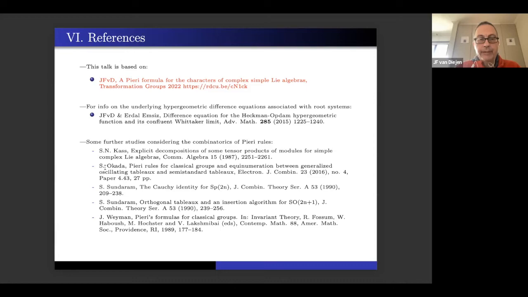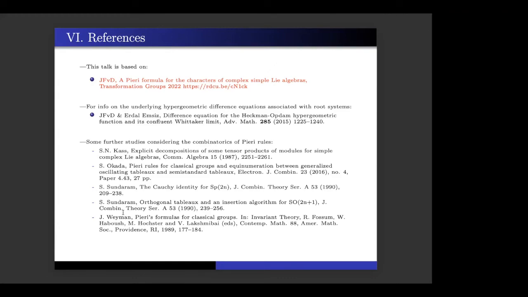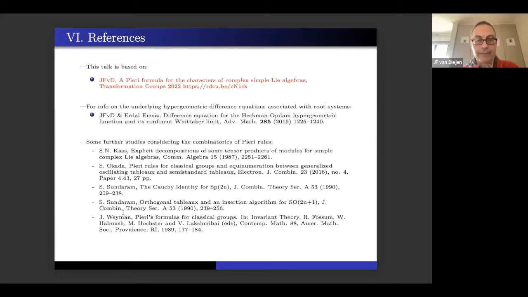But I should say that there are important other papers. Here is a short list where combinatorial formulas are given for the Pieri rules, so the tensor multiplicities of tensoring with the fundamental representation in the case of the classical Lie algebras.